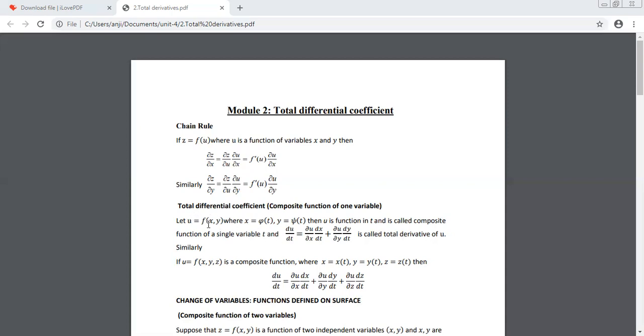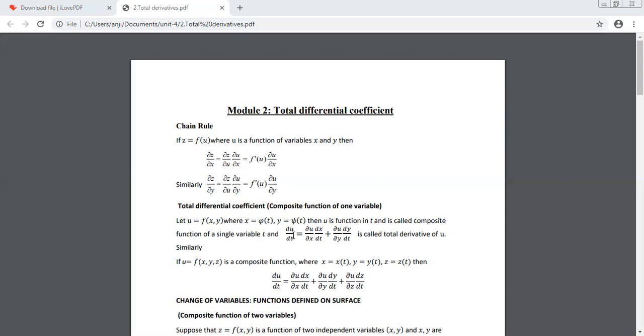So let u be equal to f of x comma y, where x is equal to phi of t, y is equal to psi of t. Then u is a function in t and is called a composite function of a single variable t, and du/dt is equal to ∂u/∂x into dx/dt plus ∂u/∂y into dy/dt. It's called the total derivative of u.